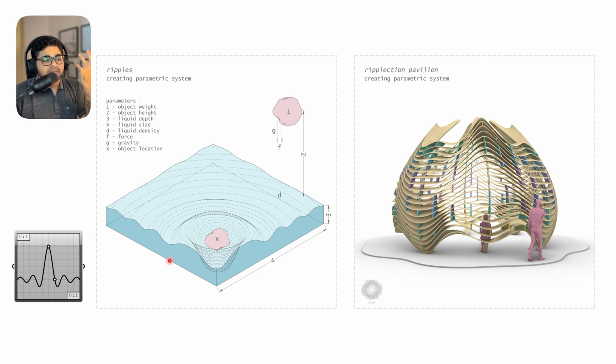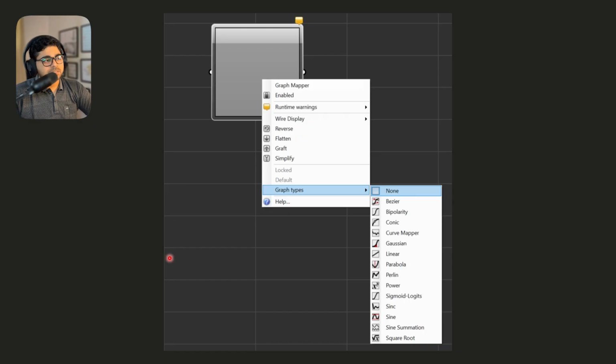So there are a lot of ways that we can use graph mapper. Now let's see how we actually work with this. So if you take this particular component, the first time it will be totally blank. What you need to do, you need to right click on it, go to graph types, and you can select any of these graphs that are available. I generally like to use sine, but you are free to use whichever you want.